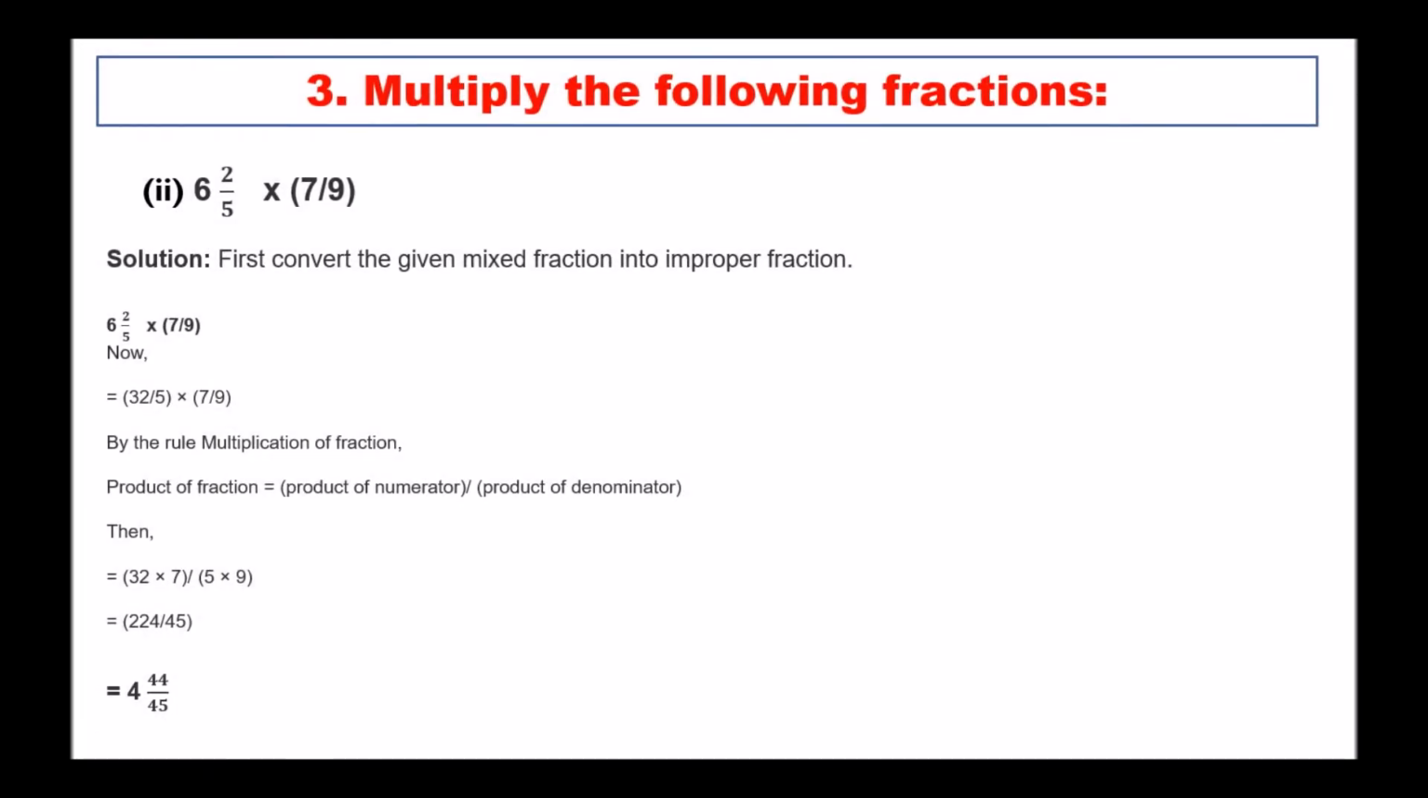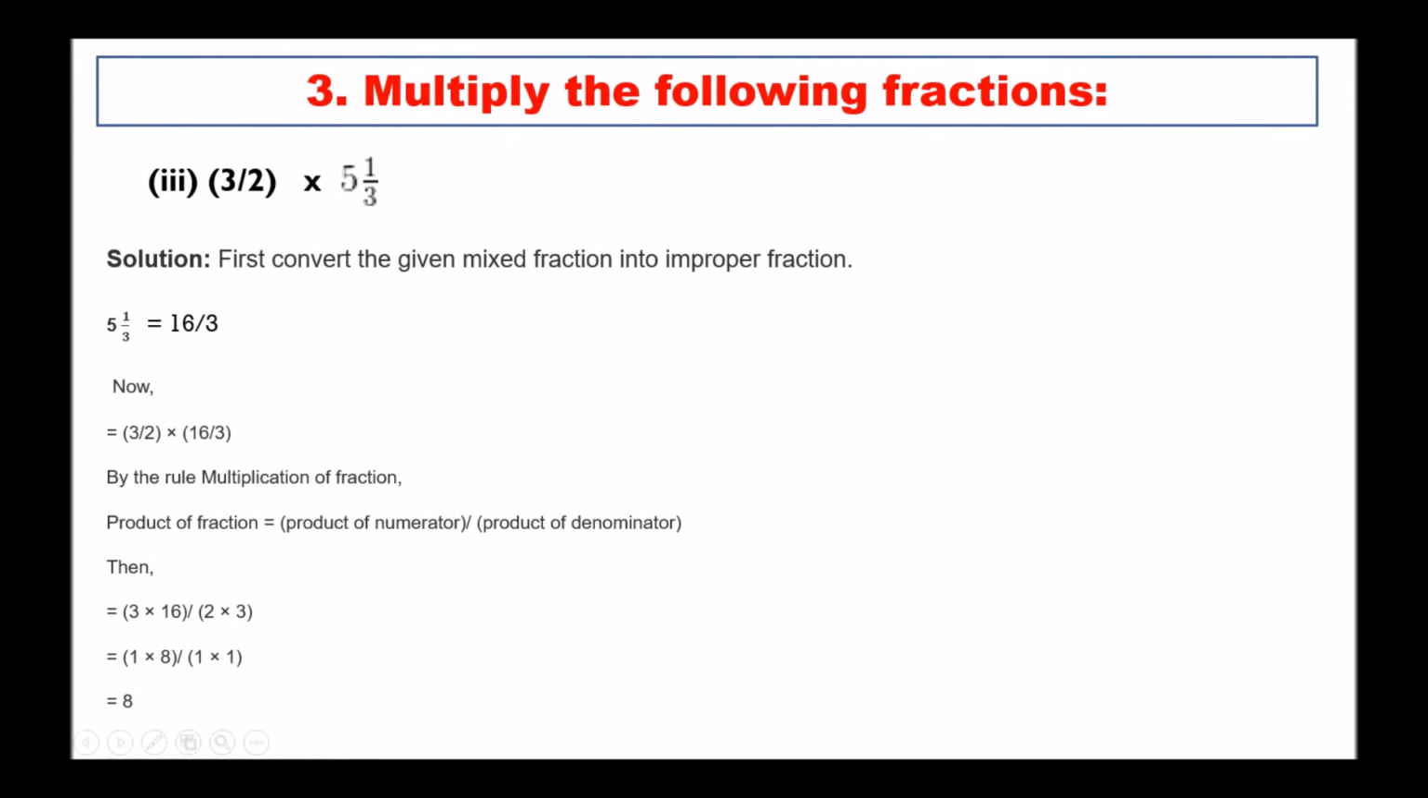Next, 6 and 2 by 5 into 7 by 9. First we will convert this 6 and 2 by 5 into improper fraction, that is 32 by 5. Then we will multiply that with 7 by 9. So 32 into 7 divided by 5 into 9. 32 into 7 is 224 and 5 into 9 is 45. We can convert this into mixed fraction. It will become 4 and 44 upon 45.